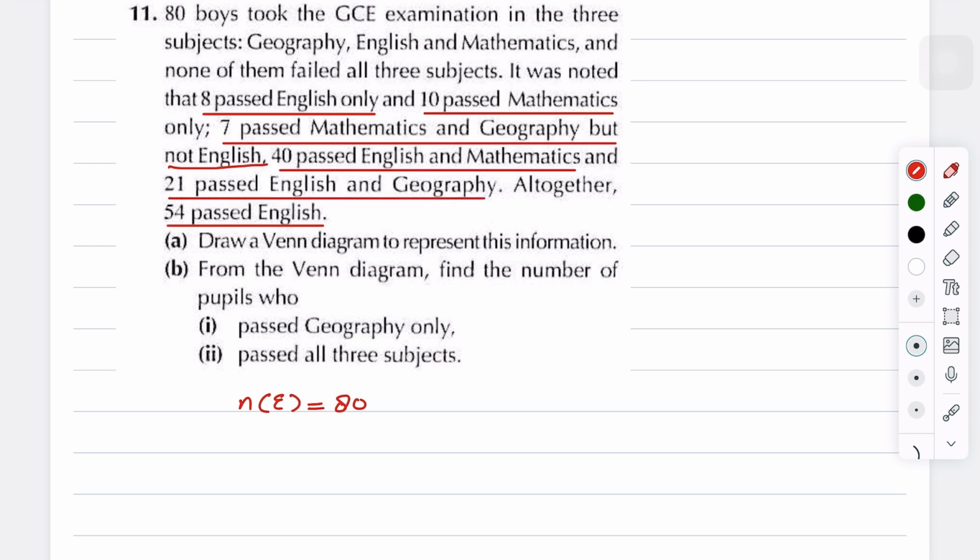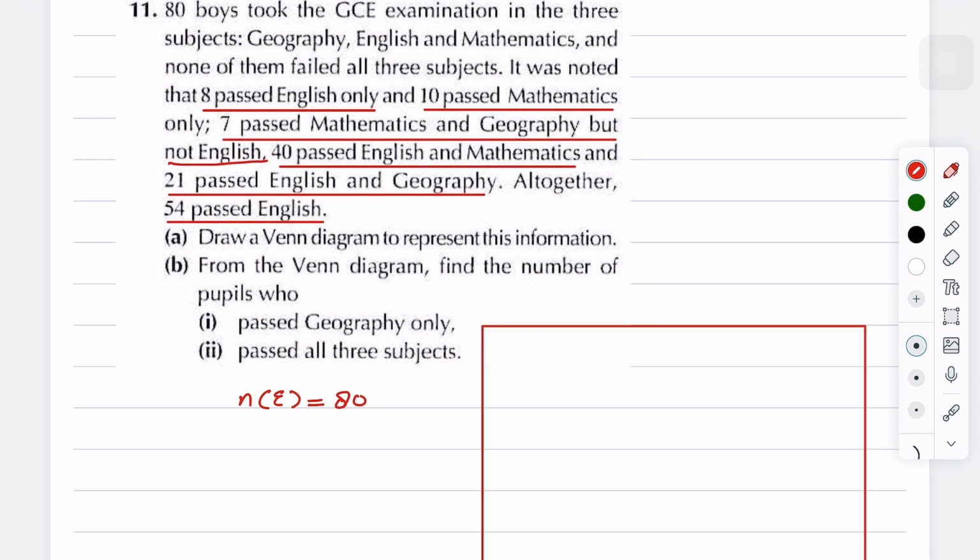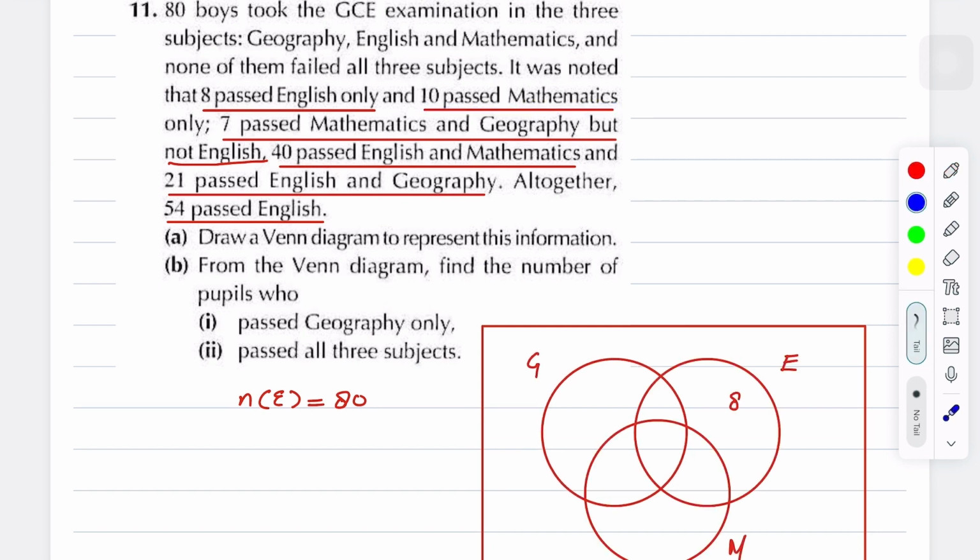So I'm going to draw the Venn diagram. First of all, you will label all this information on the Venn diagram. There are three subjects, so I'm going to make three sets. 10 students passed maths only, and this is the region where we will write 10. And 7 passed maths and geography, but not English. Maths and geography is this portion, but they said maths and geography, but not English. That means we will write this 7 here.